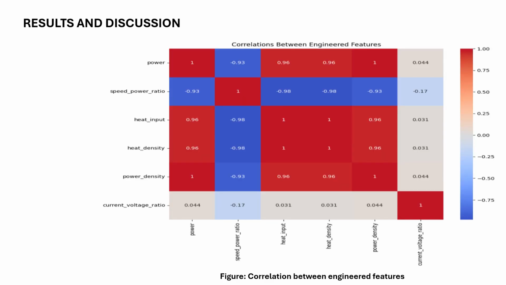In the next slide, we have generated correlations between engineered features. This heat map shows correlation between engineered features. Strong positive correlation exists between power, heat input, heat density, and power density, while speed power ratio has strong negative correlation with these features. Current voltage ratio has weak correlation, indicating it may provide unique value. So this is the correlation of our decision tree models.